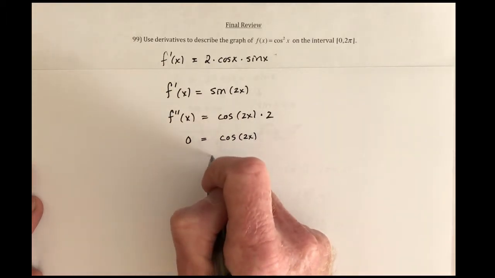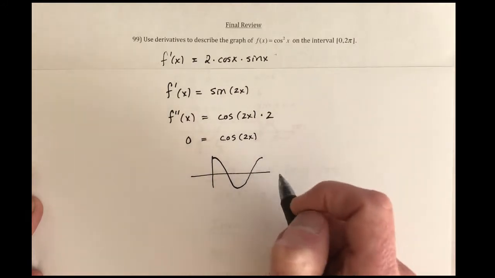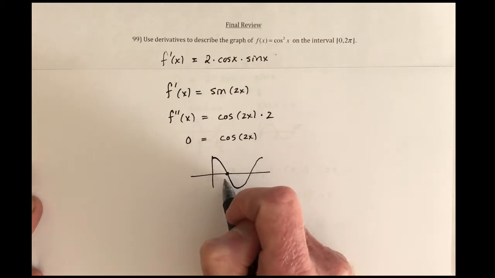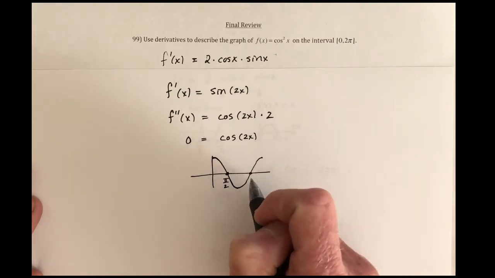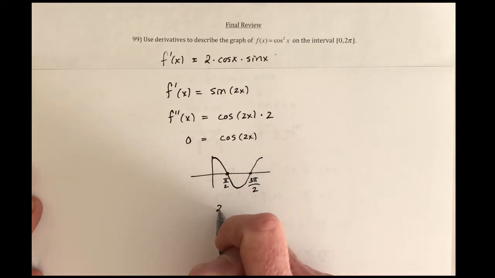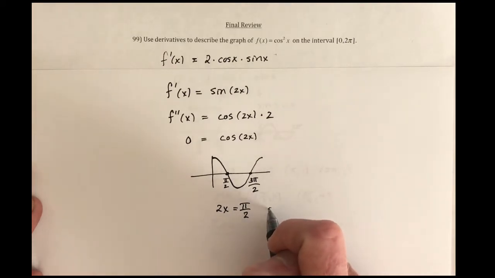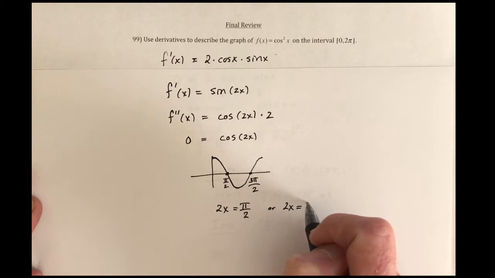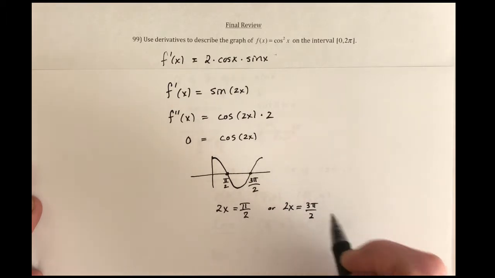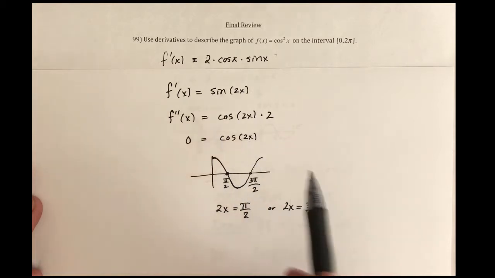And like I did last time, if you look at the graph of cosine, it looks like this. And so there would be pi over 2 and 3 pi over 2. But then that would mean that 2x is equal to pi over 2, or 2x is equal to 3 pi over 2. And whenever you have a trig equation and it's got a 2 instead of just x, that means you need to look for twice as many answers as usual.